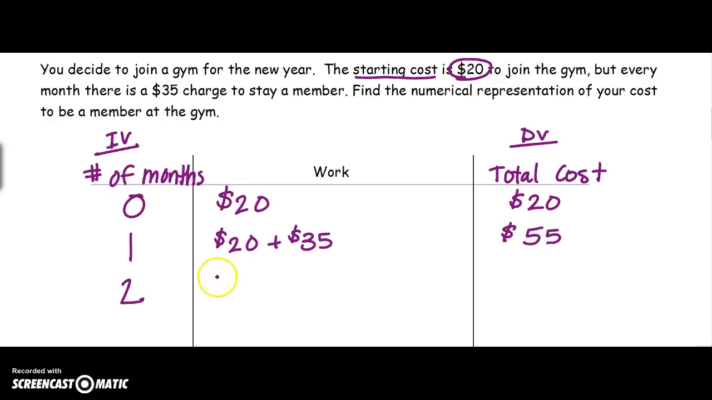After 2 months, again, we are going to accumulate. We're going to make sure we account for everything that we've been spending. Your initial sign-up fee, plus your first month, plus your second month. So now your total cost is 20 plus 35 plus 35, which is $90.